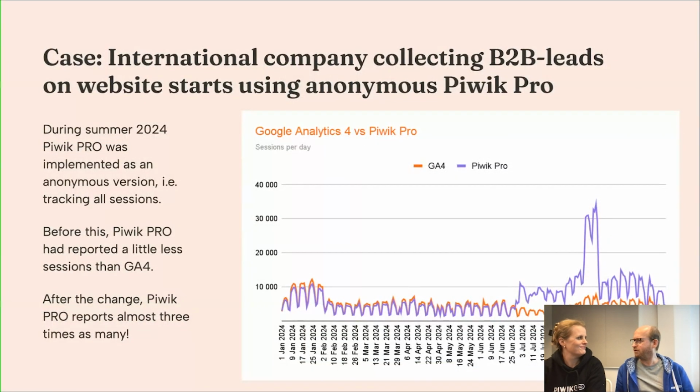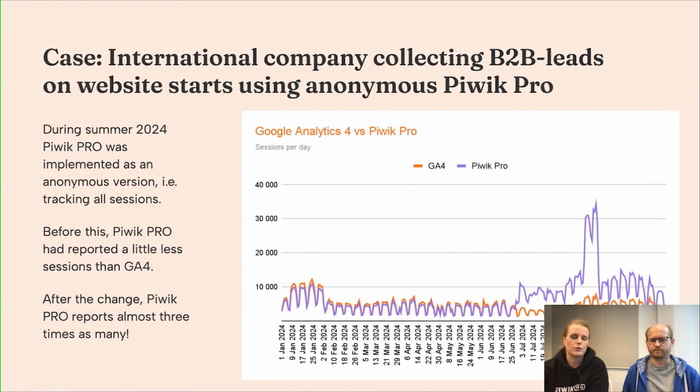So now, what kind of data did we actually get? Well, we got some really interesting data. Here's the same client that Mikko was talking about earlier, and as he said, they are mainly collecting B2B leads on their website. This summer, we implemented the anonymous version of Piwik PRO. Before that, we had a regular setup, and you can see in the graph that comparing Google Analytics 4 to the Piwik PRO numbers, they were more or less the same up until the start of July, when the switch was made for Piwik PRO.